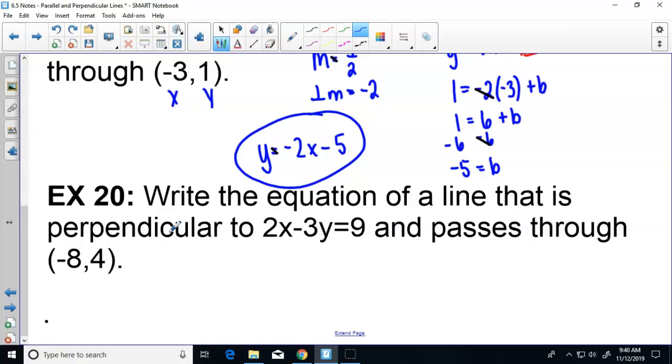Alright, so I've got an equation. It's perpendicular to this one, but it passes through -8, 4. So I need to know the slope. You always need to know the slope first. But can I find the slope of this line as it is? I cannot. So Riley, what have I got to do to find the slope of that line? Very good.